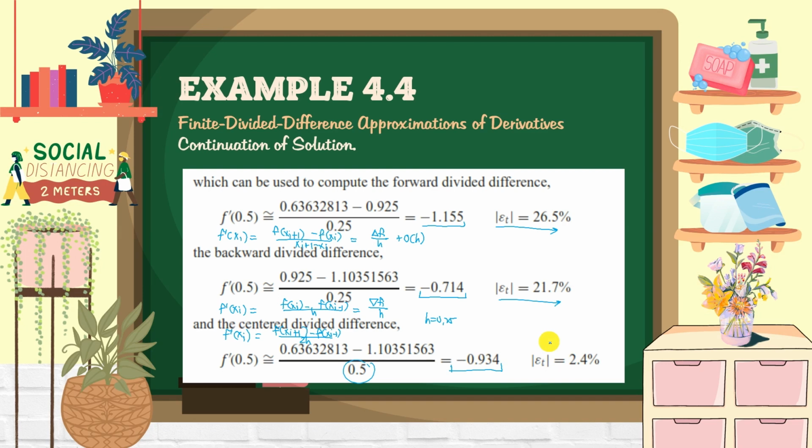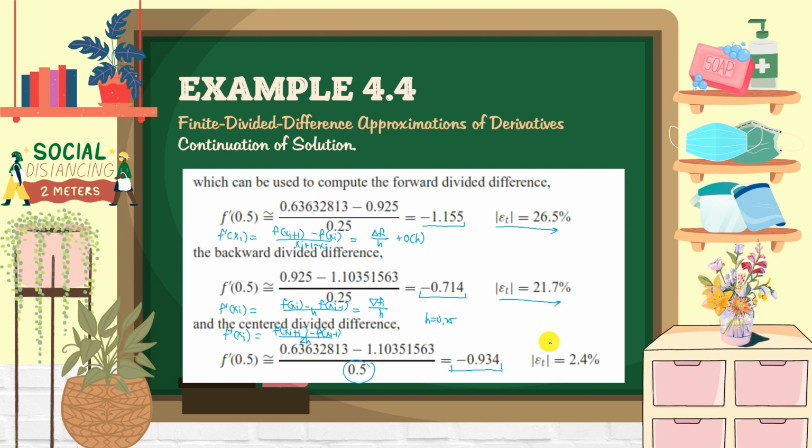So for both step sizes, the centered difference approximation is more accurate than the forward and backward differences. Also, as predicted by the Taylor series analysis, halving the step size approximately halves the error of the backward and forward differences and quarters the error of the centered differences.